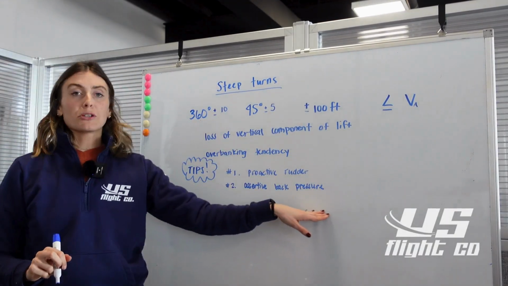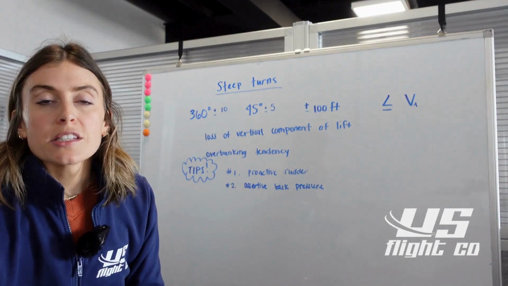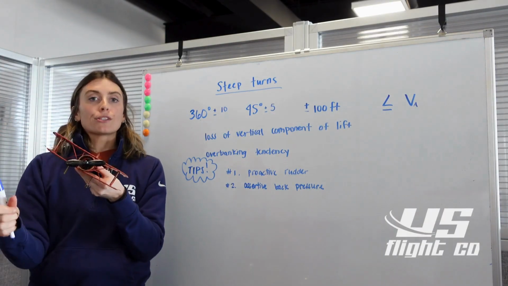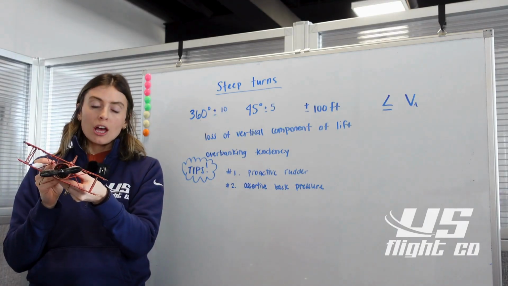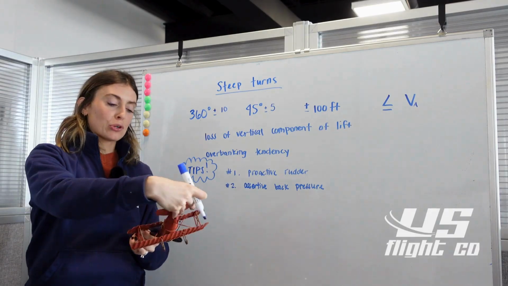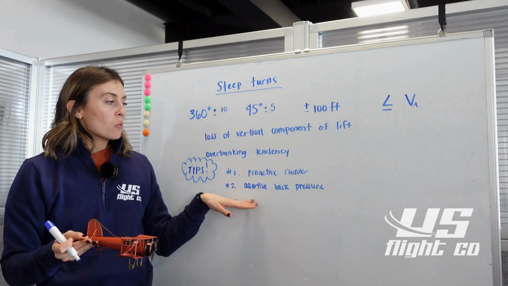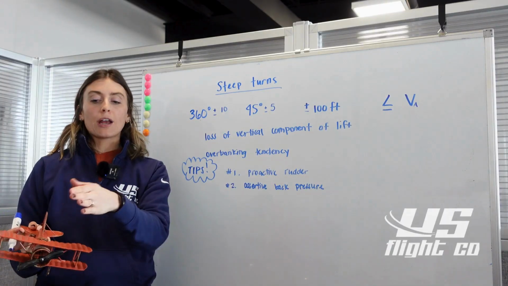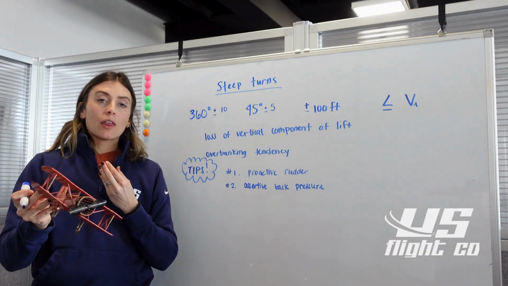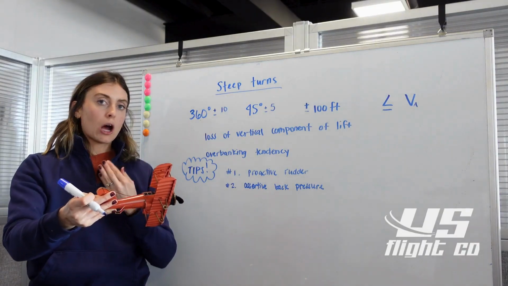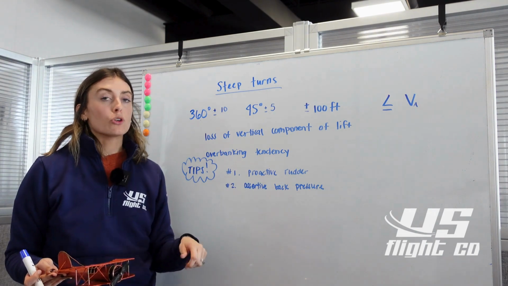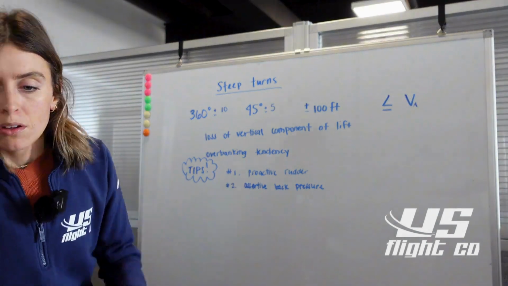Tip number 2 is be assertive with your back pressure. We get into this steep turn, we've found our bank, we're coordinated with our rudder, and if you're not proactive with your back pressure, eventually you're going to lose that vertical component of lift, it's going to catch up with you, and your plane is going to start to dive towards the ground because you're losing altitude. You don't want to climb, but as you roll into that steep turn, just gradually apply back pressure, and then when you're fully coordinated, you're going to realize how much you need. Hand in hand with that, you could also apply some nose up trim to help you out.